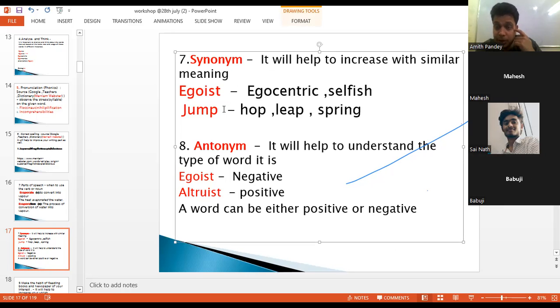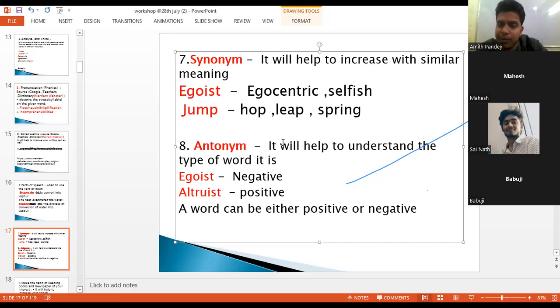In the same way, you can go with other words. I'm just giving an example here. Jump is a word, and you might be aware of jump, but if you don't know the others, you can go from known to unknown. Jump is a word, and hop is similar to that, like hopping, even leap and spring. So just learn one word per day, I mean the synonym from known to unknown, and that will help you out.